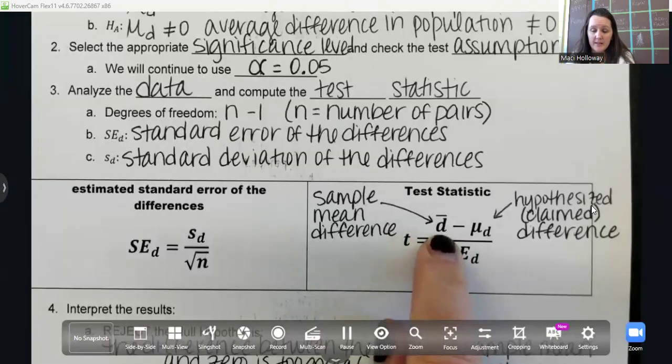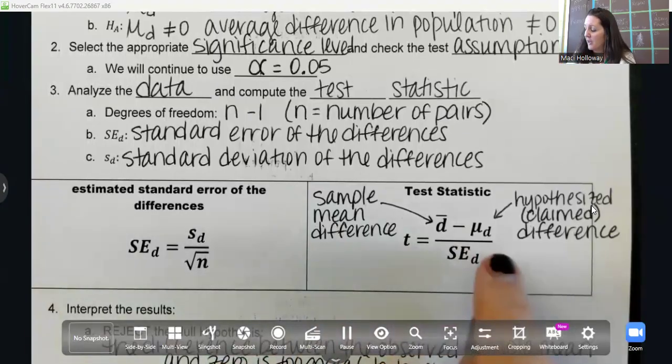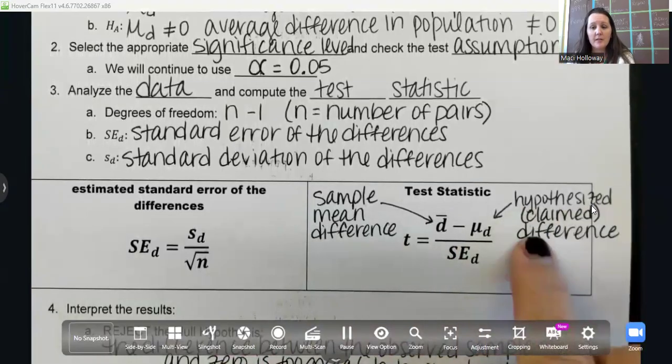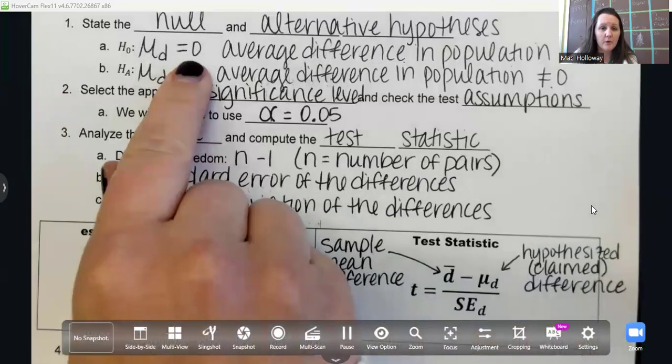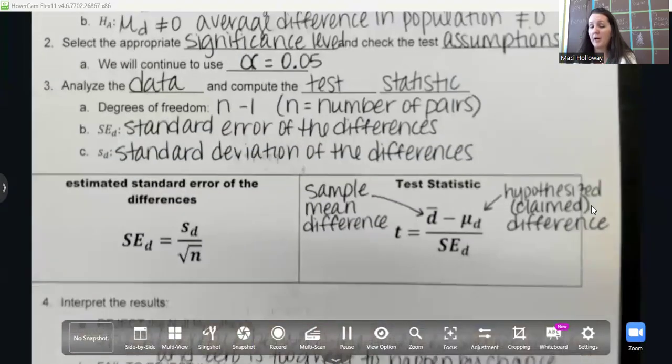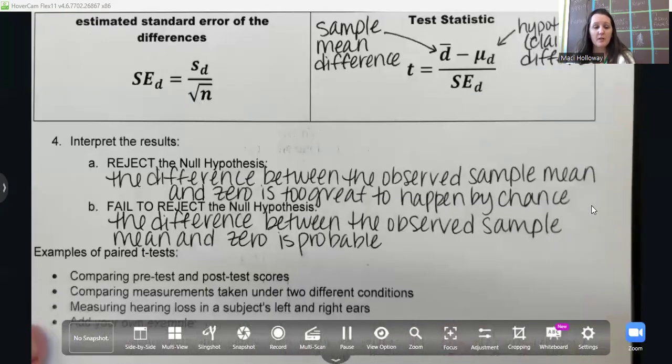This we had as X bar. It's the same idea, but it's the sample mean difference. So we're going to need to be finding the difference from our sample 1 to our sample 2. This is our mu with a subscript of D. So that's the hypothesized or claimed difference. And the claimed difference we know is going to be 0 for this paired test, and then divided by our standard error. So next, we're going to interpret the results.